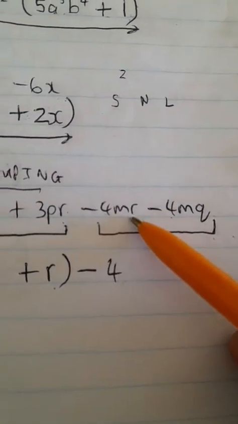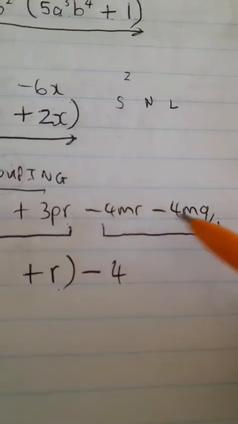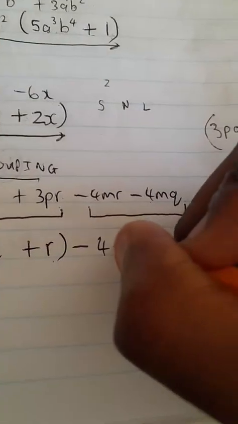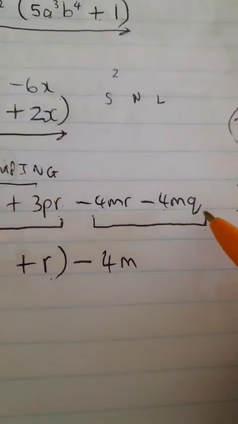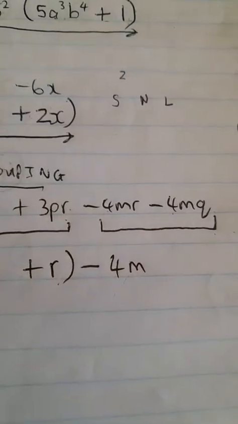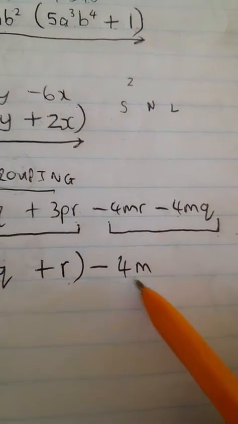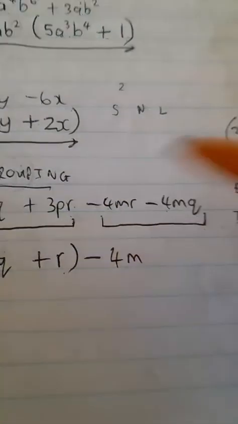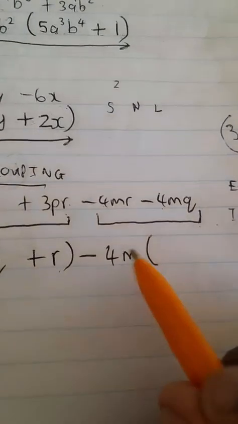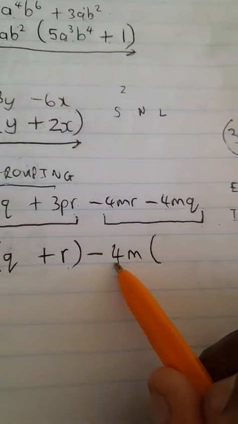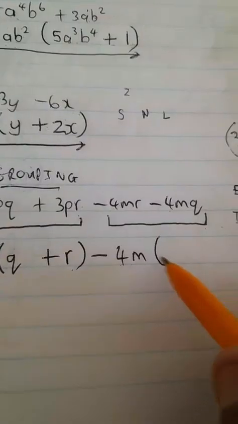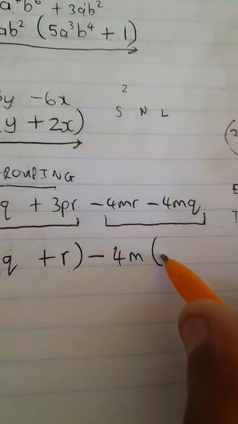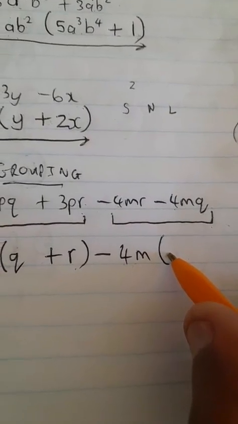Then mr and mq. Between mr and mq, we look at m and m. m is a common factor. Then r and q are not common. So that basically means we are done with taking out a common factor. It's negative 4m for the last two terms. Then we open the bracket because we have taken out the common factor. On the left side, negative times what gives me a negative? Obviously, the number inside the bracket will be positive. Are you with me?